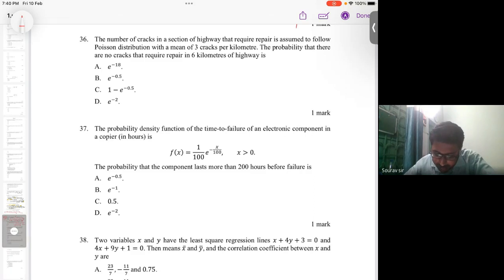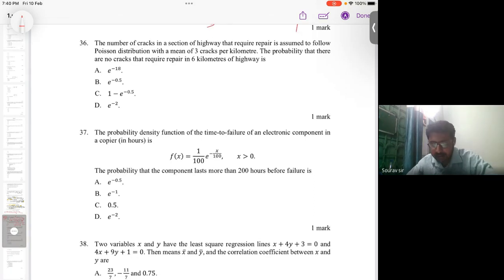So the question here is, given that the number of cracks in a section of highway that require repair is assumed to follow a Poisson distribution with a mean of 3 cracks per kilometer, the probability that there are no cracks requiring repair in 6 kilometers of highway is. So we have to find this solution.